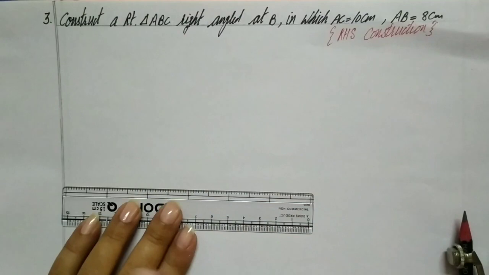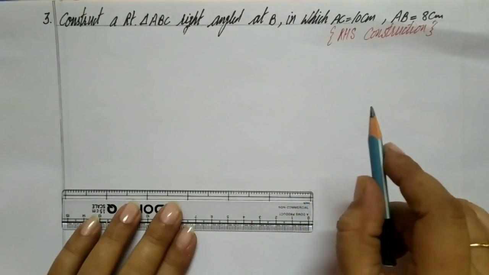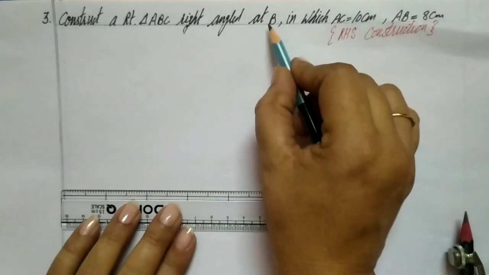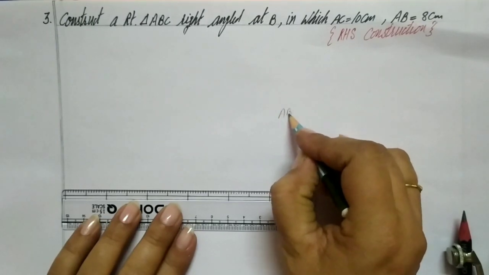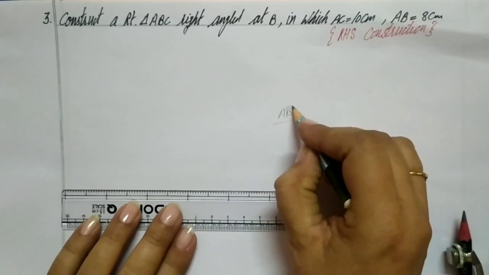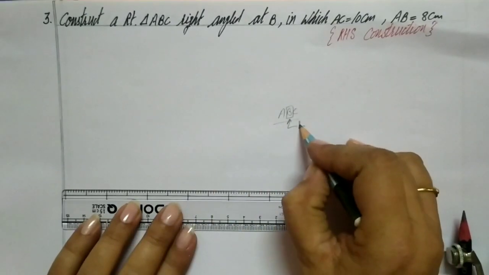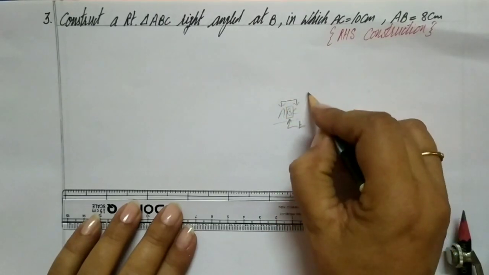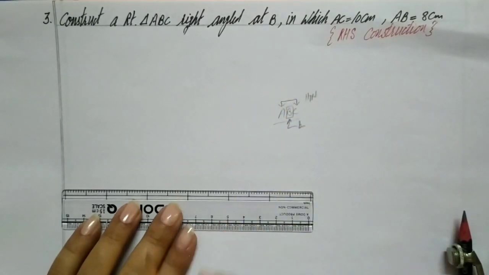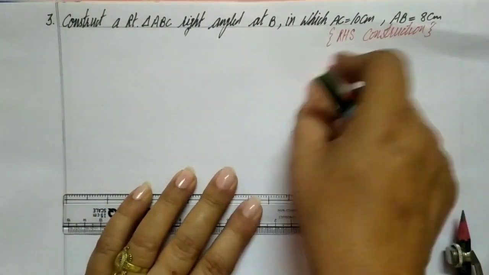Now the question that arises is which is the hypotenuse and which is the base. Since the right angle is given at B and we have to construct triangle ABC, out of which at B we have to draw a right angle, it means we are left with A and C only. So AC will be the hypotenuse, and AB will be the base.